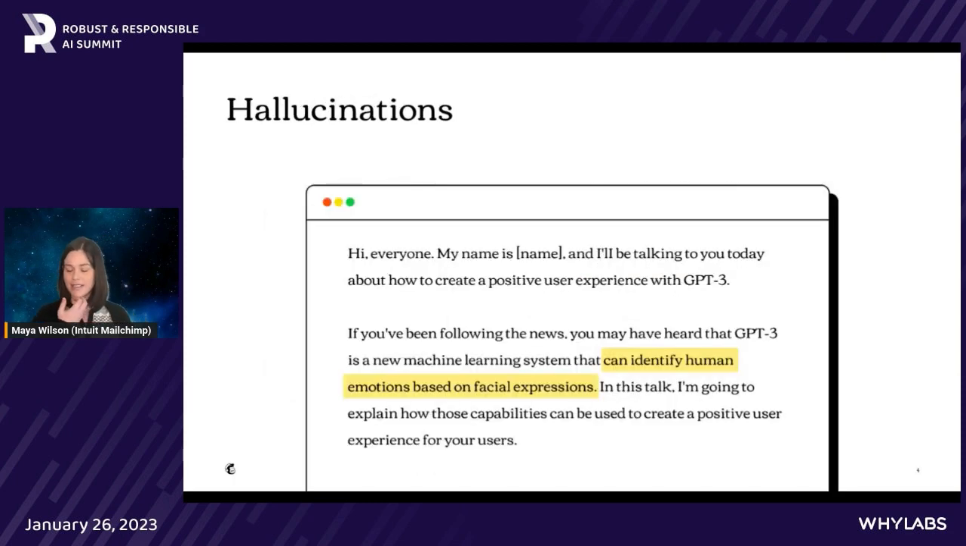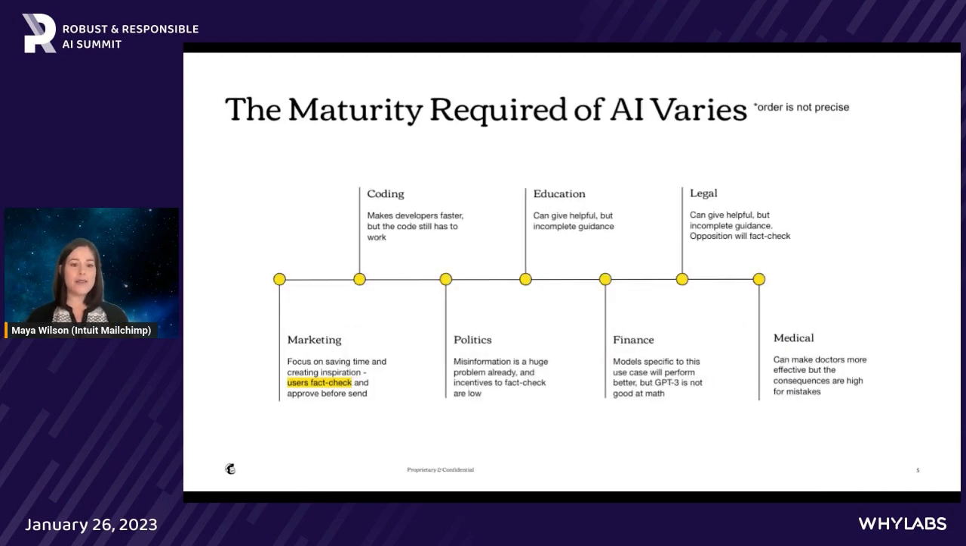So for a kind of comical example of this hallucination issue, I asked one of the many GPT-3 driven products out there to write me an outline for this talk specifically. And in this funny sense of irony, it actually got wrong what GPT-3 itself does, because GPT-3 is not, in fact, a human emotion facial detection algorithm. In another iteration of this same type of outline, it told me that GPT-3 had been around for decades, which we also know is not true. So this is something that you'll need to consider in the types of applications that you want to do with GPT-3. And relatedly, the maturity required of AI is going to vary by its application type.